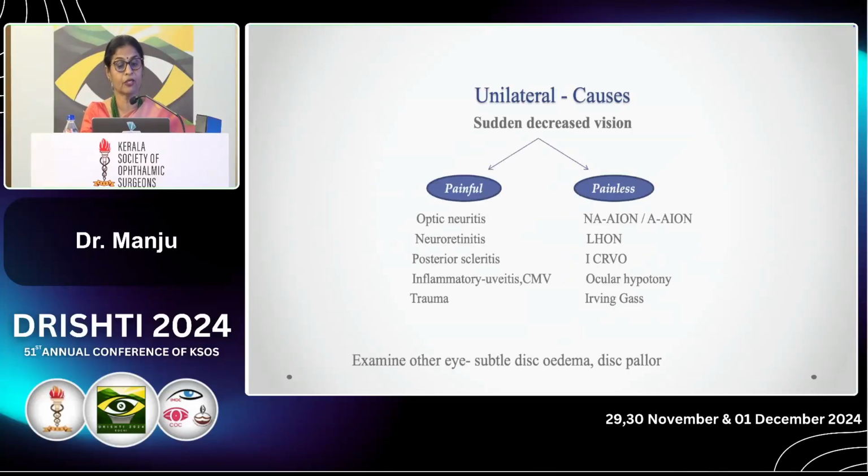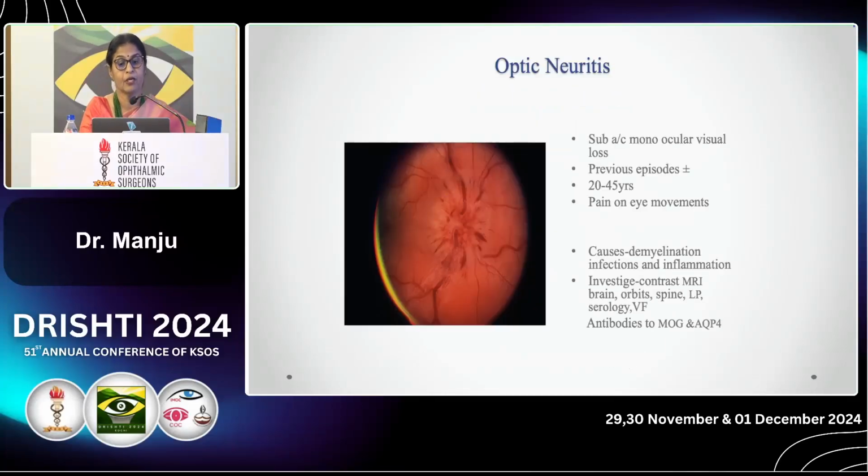If painful, think of optic neuritis, neuroretinitis, posterior scleritis, uveitis. If painless, it may be anterior ischemic optic neuropathy, Leber's hereditary optic neuropathy, ischemic CRVO, or ocular hypotony. Also examine the other eye carefully to rule out any subtle disc edema or disc pallor. Now, a typical optic neuritis presents as a subacute monocular visual loss.